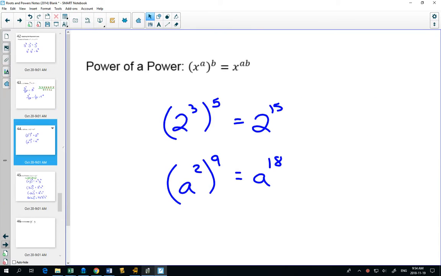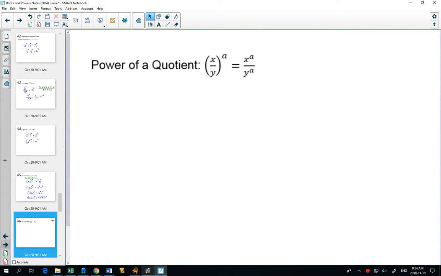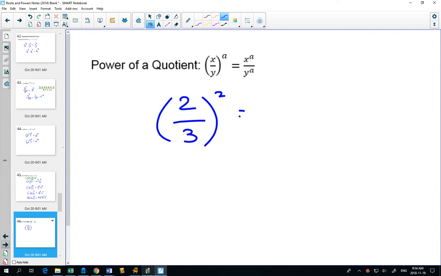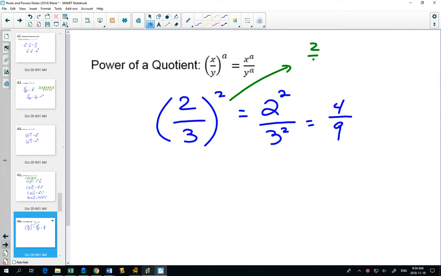Oh, and finally, the power of the quotient means that if you have a fraction and it's squared, the top will get squared and the bottom will get squared. Which makes sense because squaring means you multiply by itself. And how do you multiply fractions? Right? If squaring means multiply by itself, and multiplying fractions means you multiply your numerators and you multiply your denominators, then it makes sense why that power goes to each one.